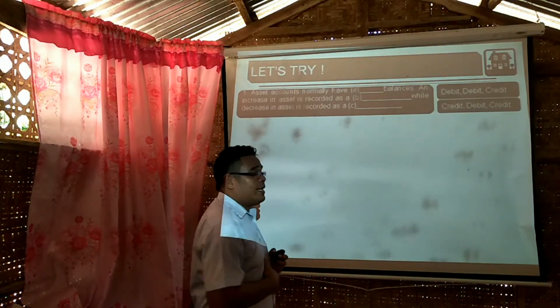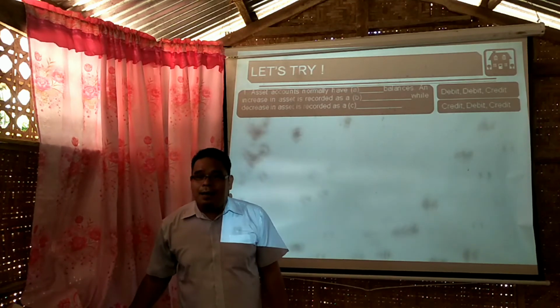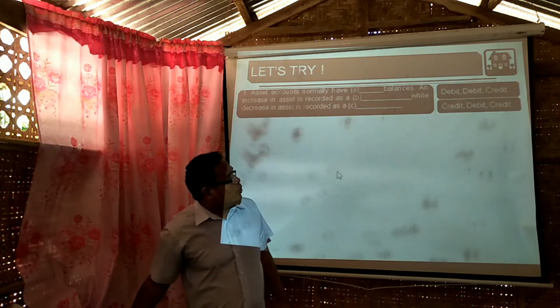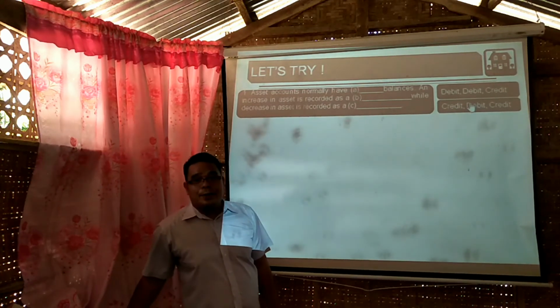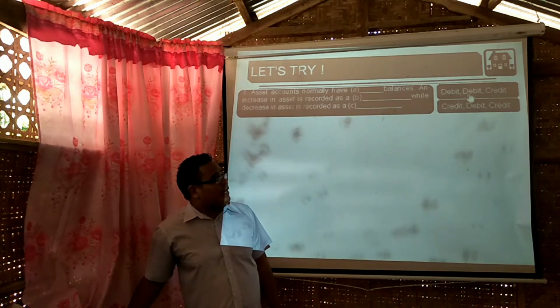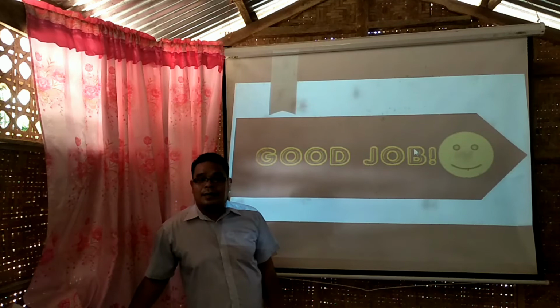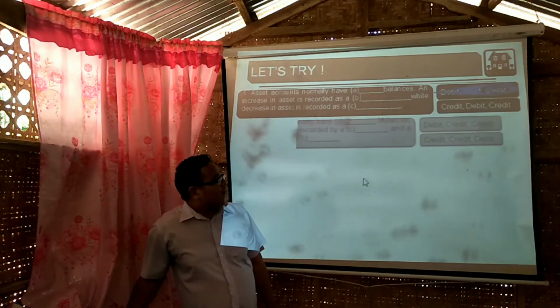Okay, let's try these activities. Asset accounts normally have blank balances and an asset is recorded. Choose here and here. Okay, let us try. Let's choose this. Okay, that is correct. Debit, and credit. Okay, another one.